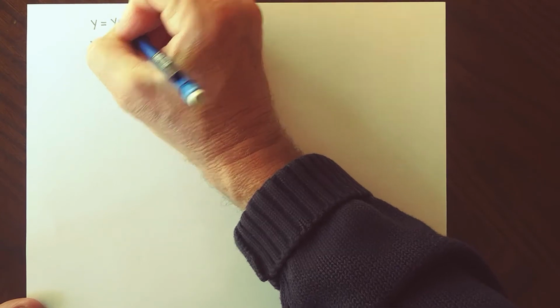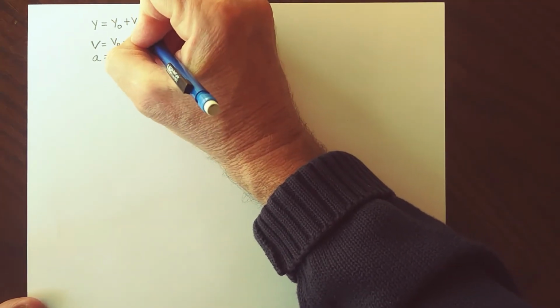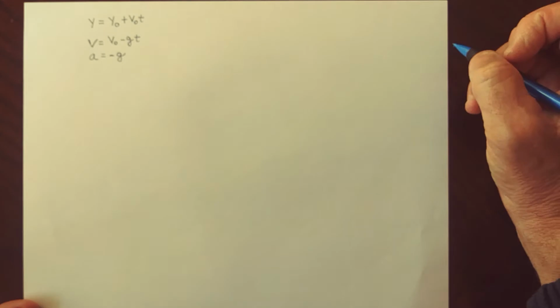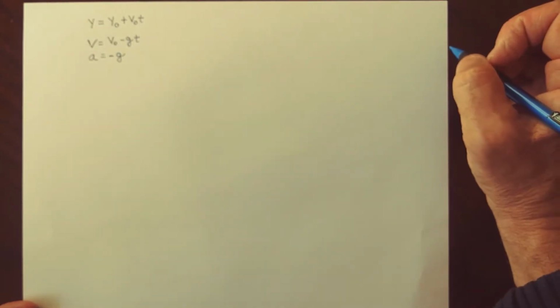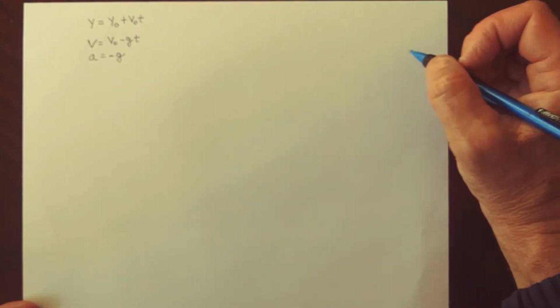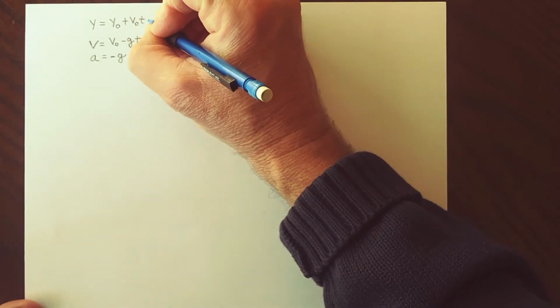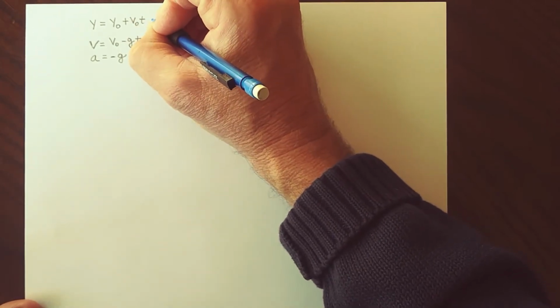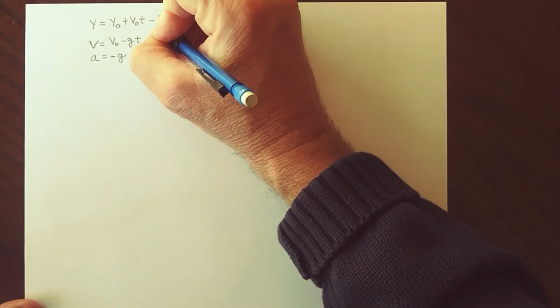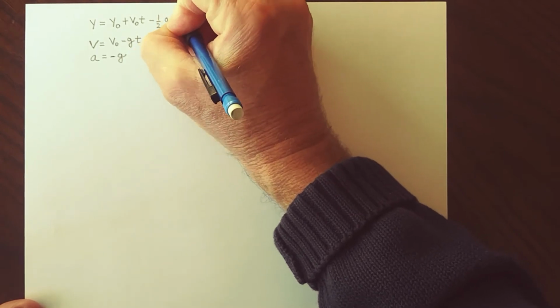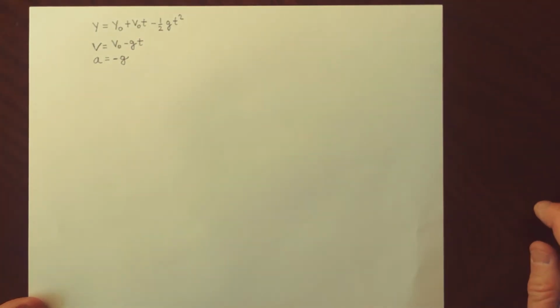y equals y naught plus v naught t. It's really the v naught in the y direction, the initial speed in the y direction, so that's a vertical component in this case, plus the 1/2 at squared becomes minus 1/2 gt squared. So those are the kinematic equations for the vertical direction if gravity is acting in that direction.